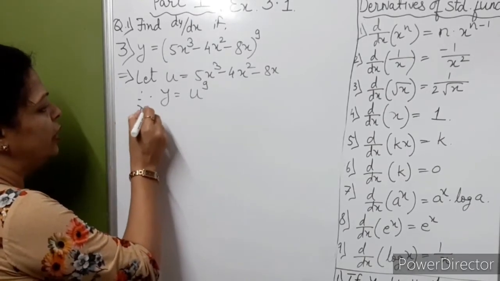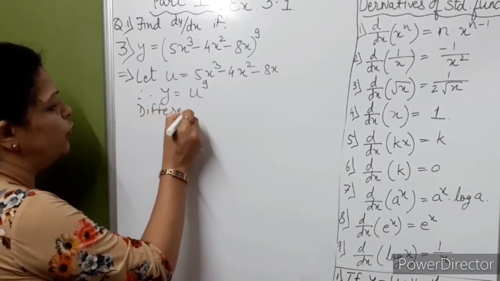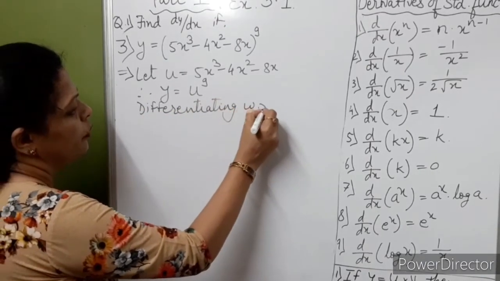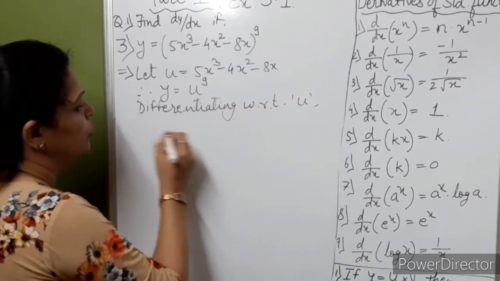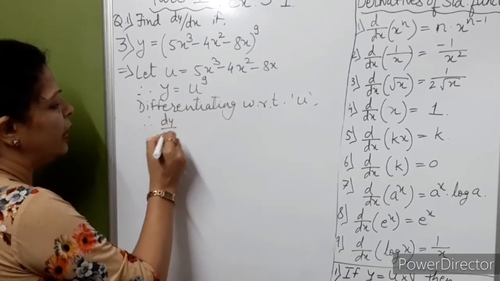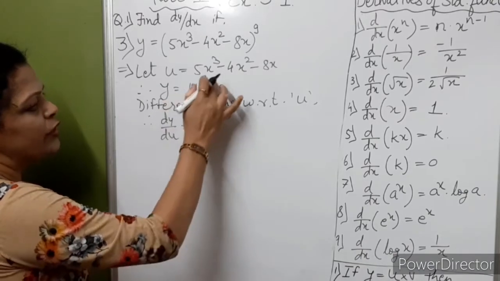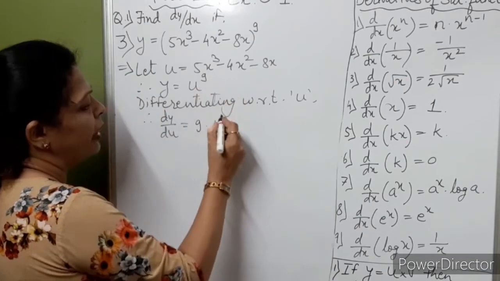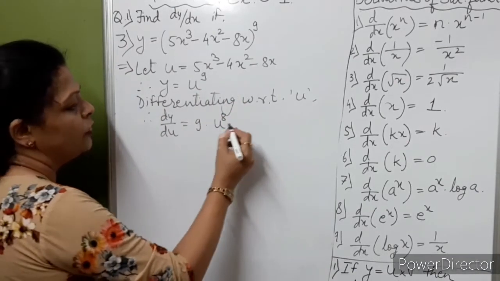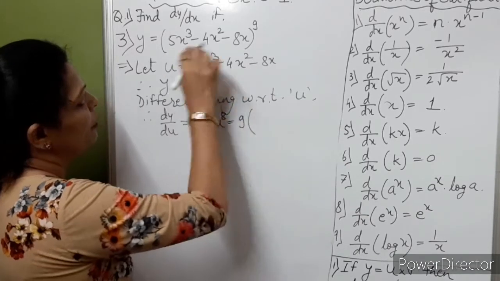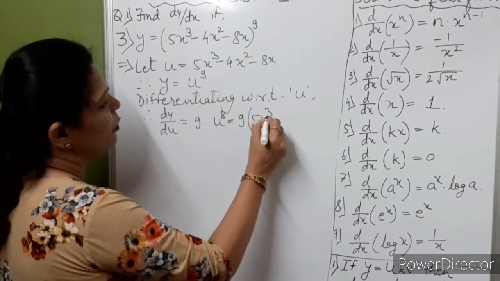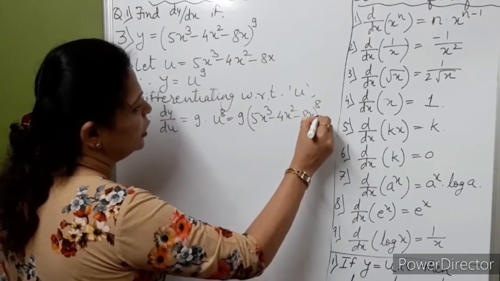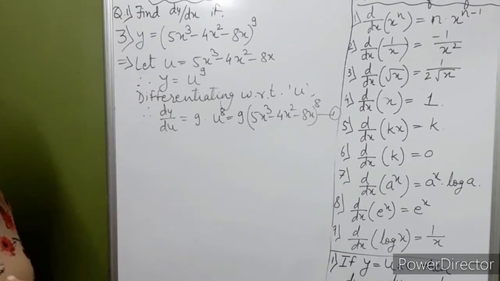So now differentiate. Differentiating with respect to u. Therefore dy by du is the derivative of u raised to 9. That means this first formula: 9 into u raised to 9 minus 1, that is 8. So substitute: 9 into, copy the u, (5x cube minus 4x square minus 8x) raised to 8. This is your dy by du.